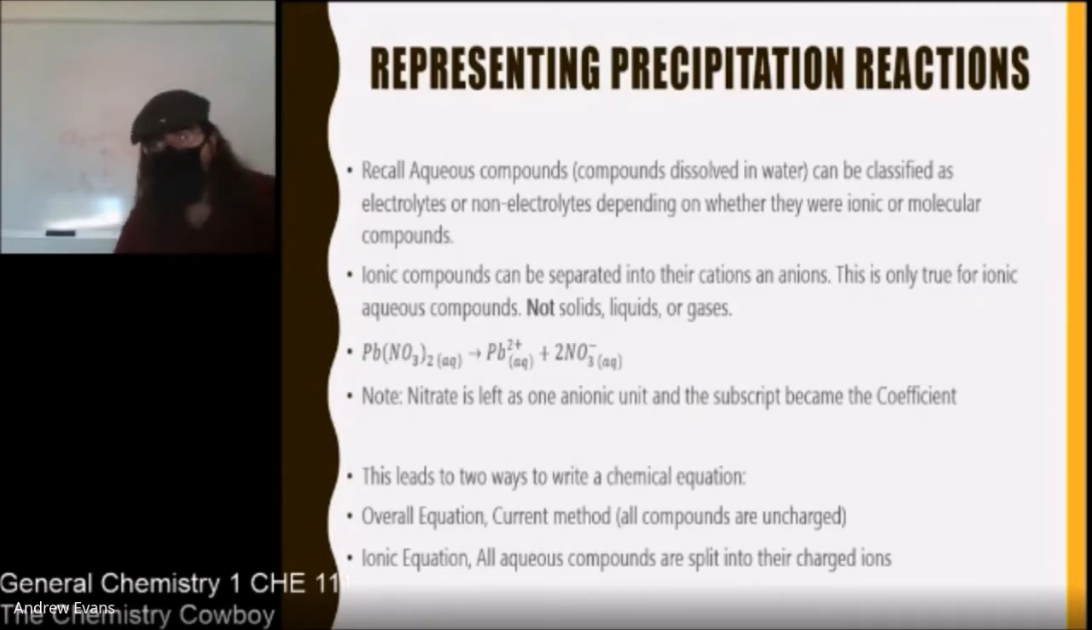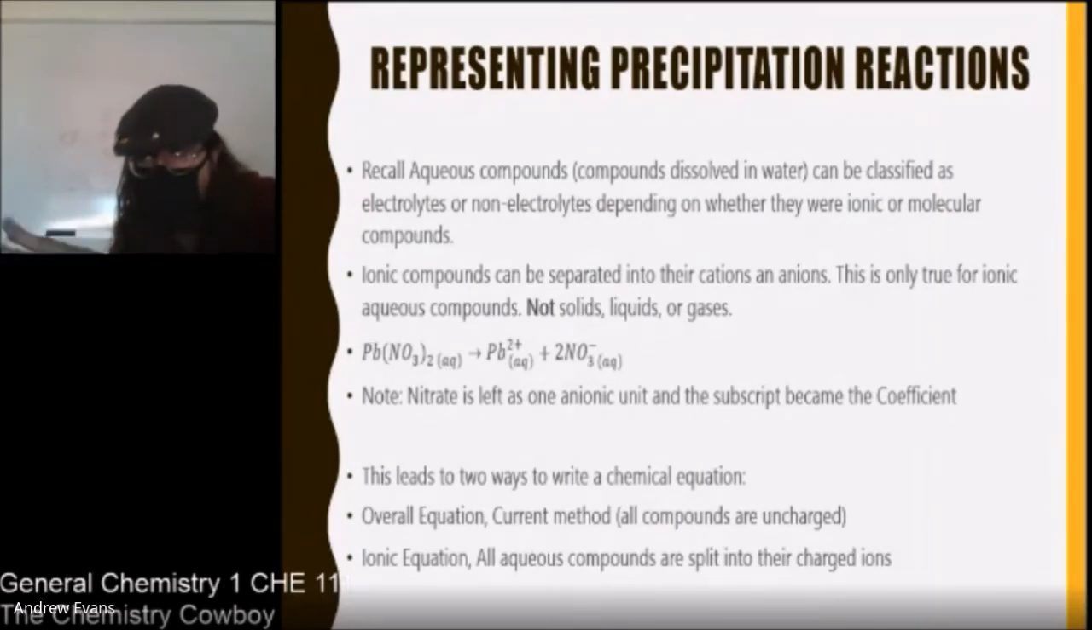Lead nitrate, aqueous, is really saying this: lead 2+ aqueous and 2 nitrate ions aqueous. Note the nitrate is left as one unit. We don't split this into N's and O's. Nitrate is one anionic unit and it stays together. That subscript becomes the coefficient because, as a solid, you have lead with 2 nitrates sticking to it. When you dissolve it, you're breaking that sticking point and 2 nitrates float off. So saying lead nitrate aqueous is saying that we have a solution with these 3 things floating in it: 1 lead and 2 different nitrates surrounded by water.